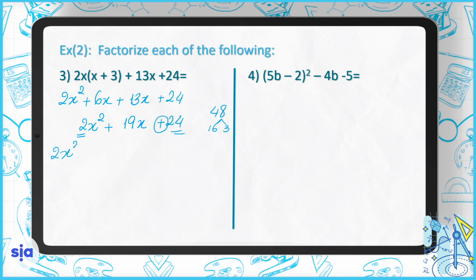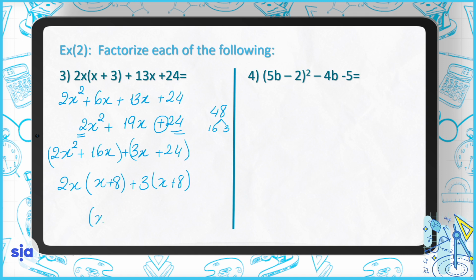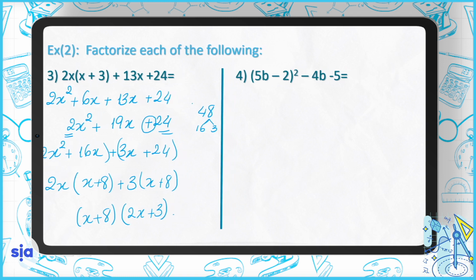So 2x squared plus 16x plus 3x plus 24. Then we collect the two groups together. So it's 2x multiplied by x plus 8 plus 3 multiplied by x plus 8. Then the common bracket is x plus 8 and the singles are 2x plus 3. Question 4. We need to expand first.